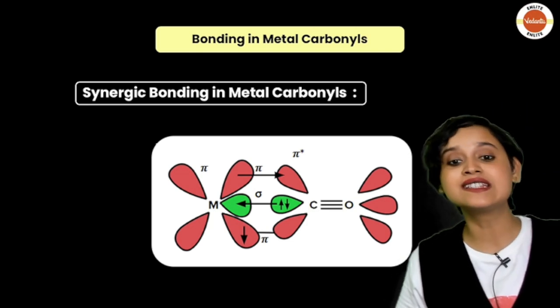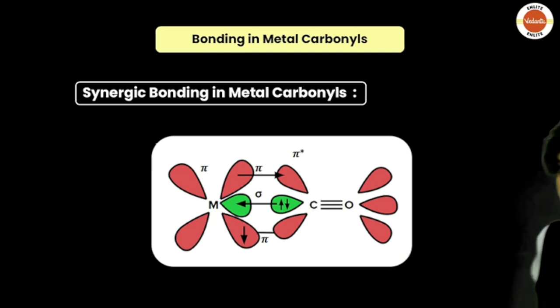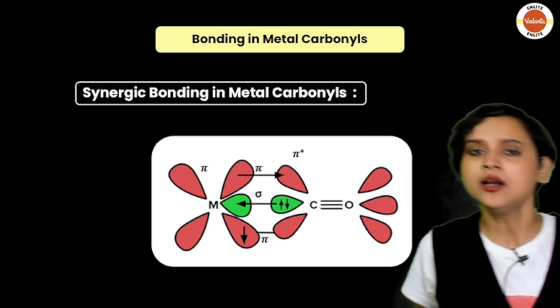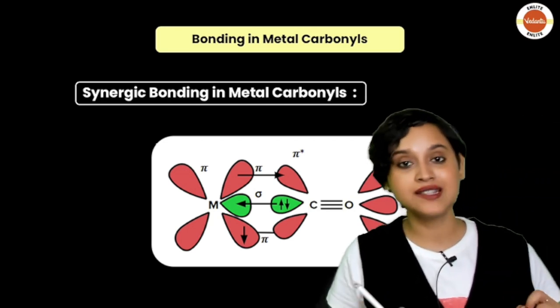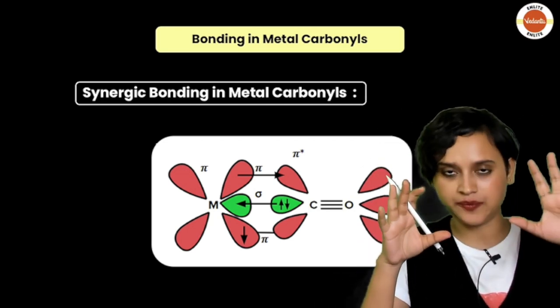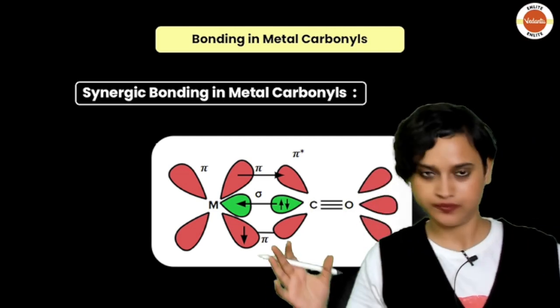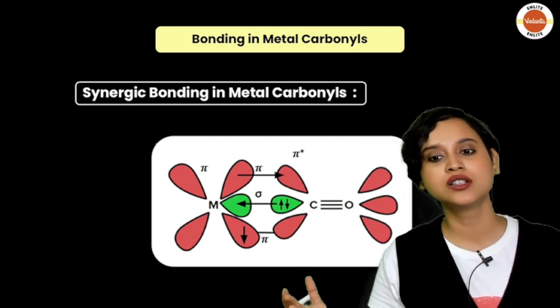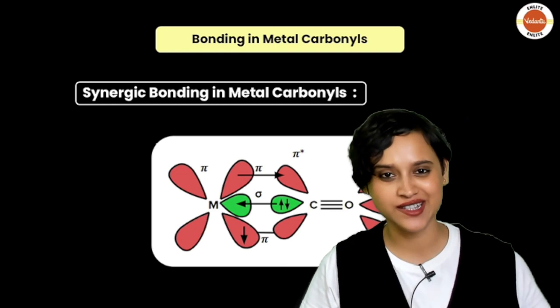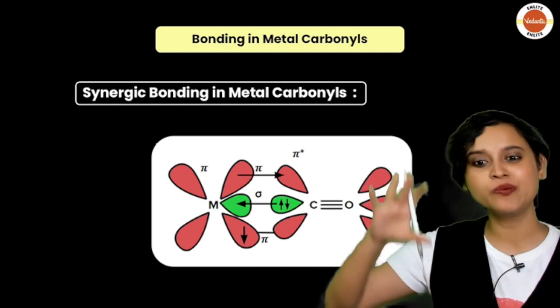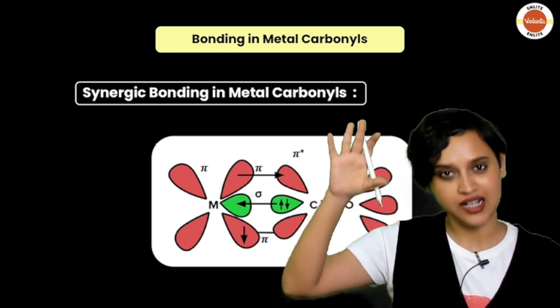This is called synergic bonding in metal carbonyls. Why do we call it synergic bonding? Because number one, what happens here is the metal and the carbon form a sigma bond. How? Donation of a lone pair of electrons on the carbonyl carbon.